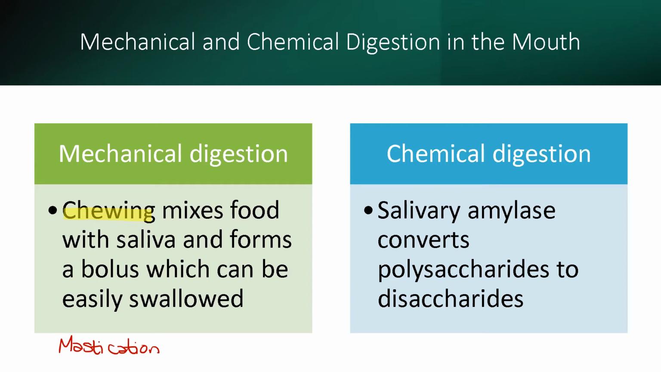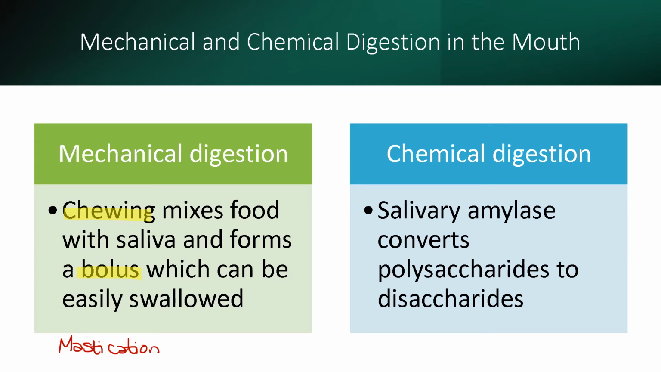Now, as a result, the food is reduced to a really soft and flexible, easily swallowed mass, which is called a bolus. So essentially the bolus is this massive food that's been crushed and chopped by your teeth and mixed with saliva, this mushy mass of food that you can easily swallow. So in your mouth, this is called a bolus.